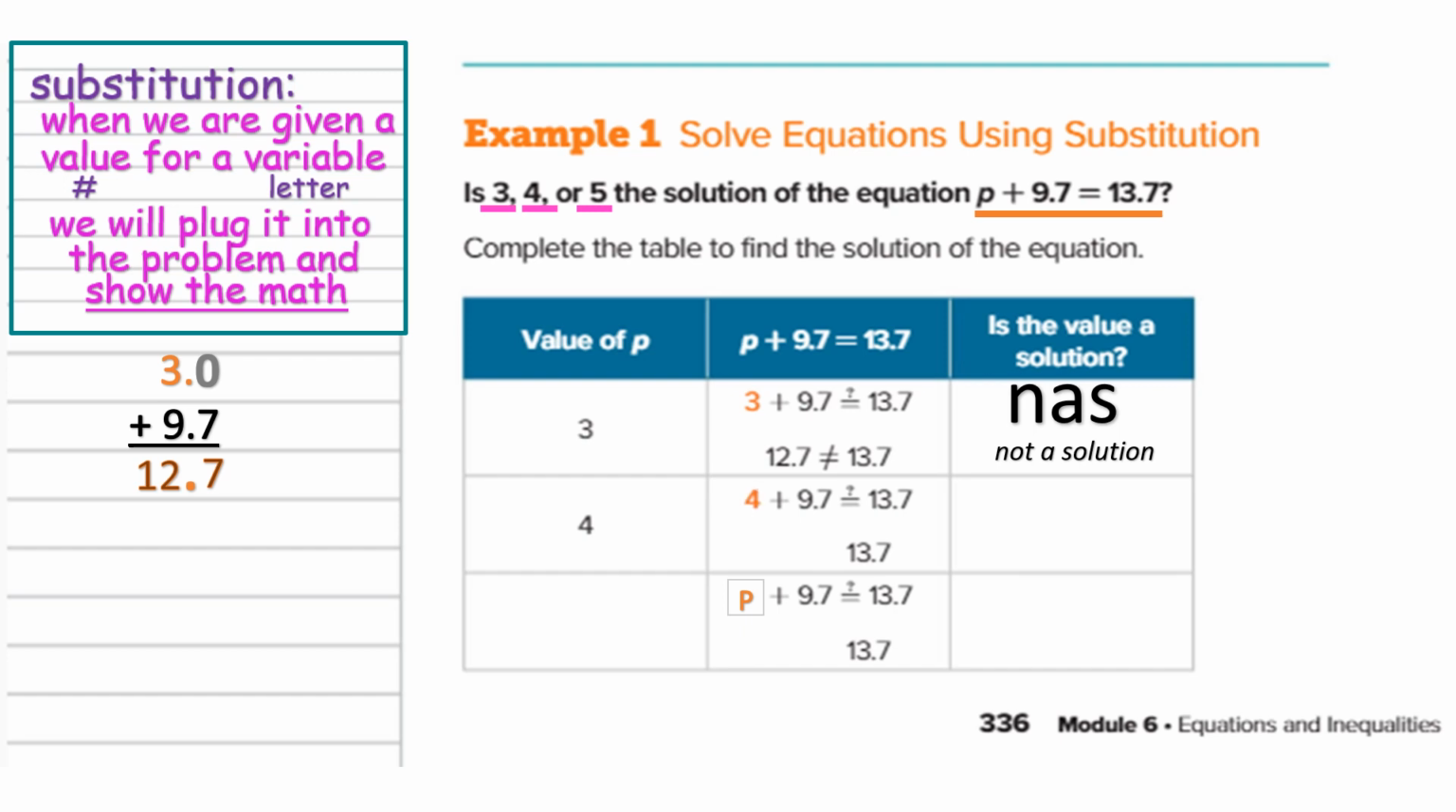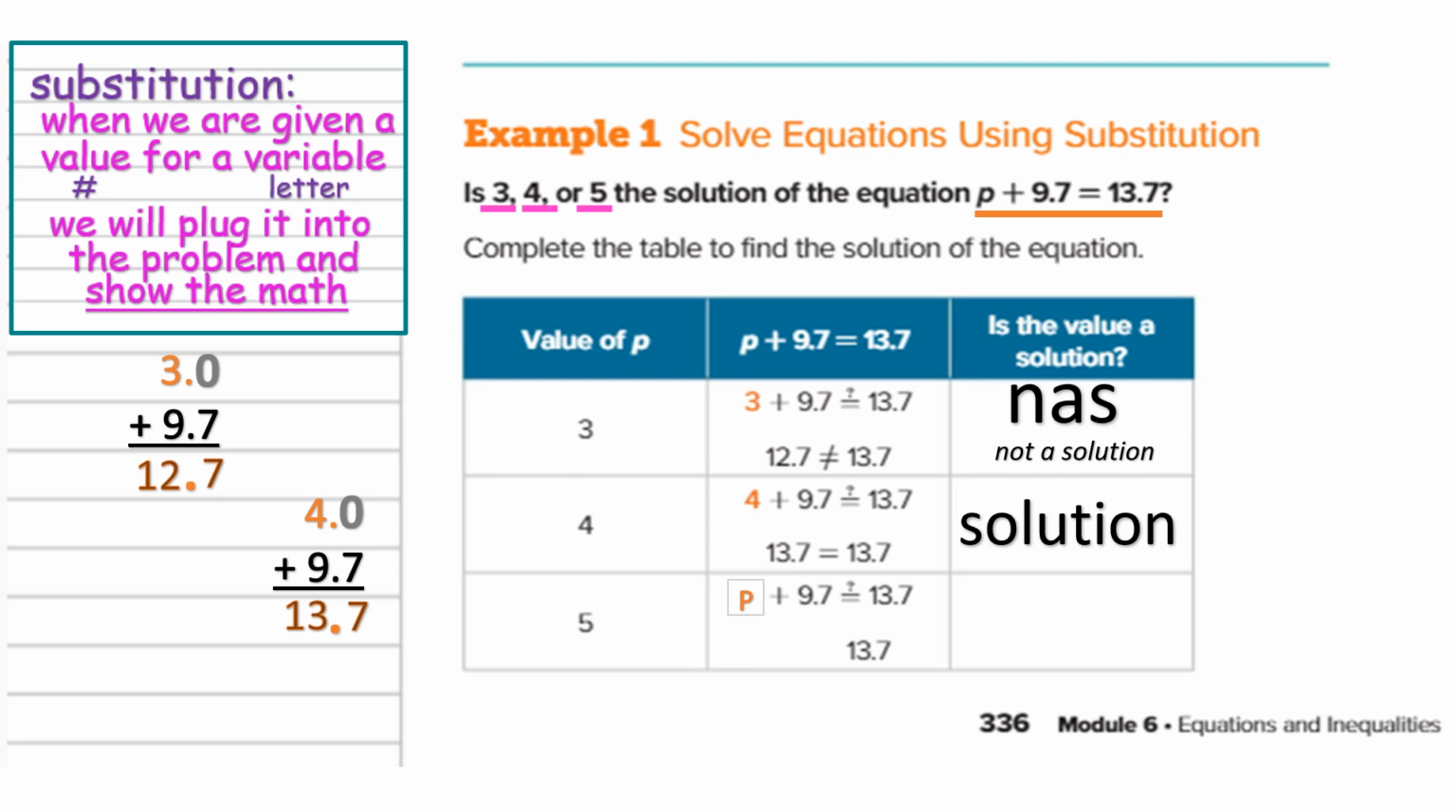I want to plug in the 4 for the variable of p. I want to line up my decimals. Once again, it's a whole number that doesn't have a decimal with it, so I simply put it at the end of the number. That way, the 4 and the 9 are lined up. I fill in with zeros, and then I bring down my decimal. 0 and 7 is once again 7. 4 and 9 is 13. And that's what it tells me it should be equal to. So that is a solution.